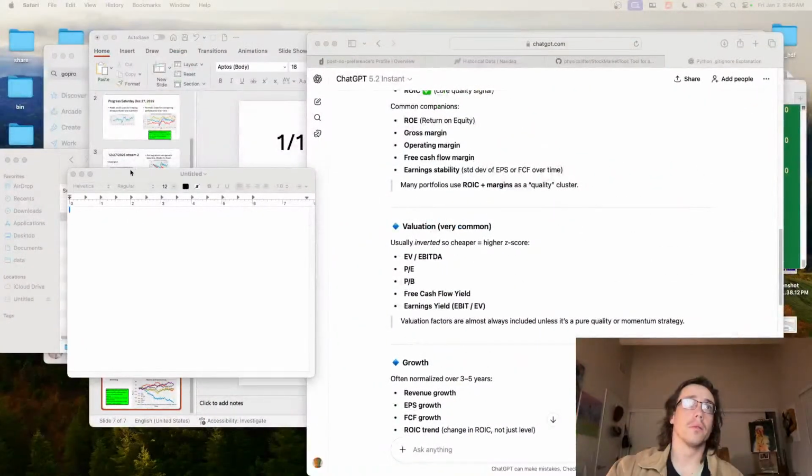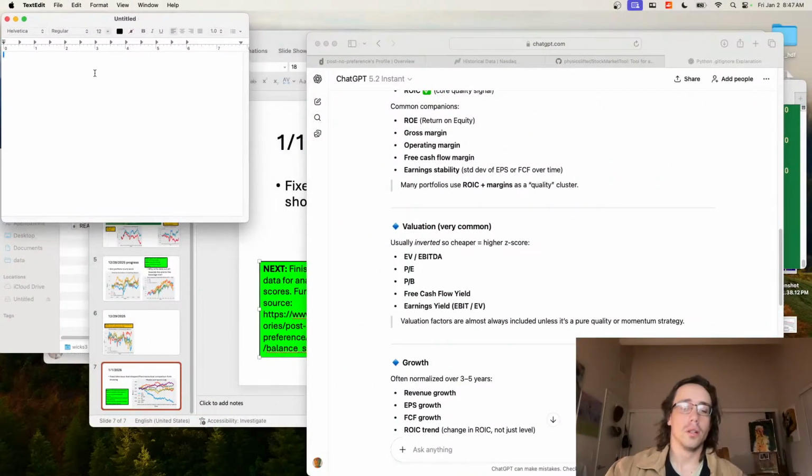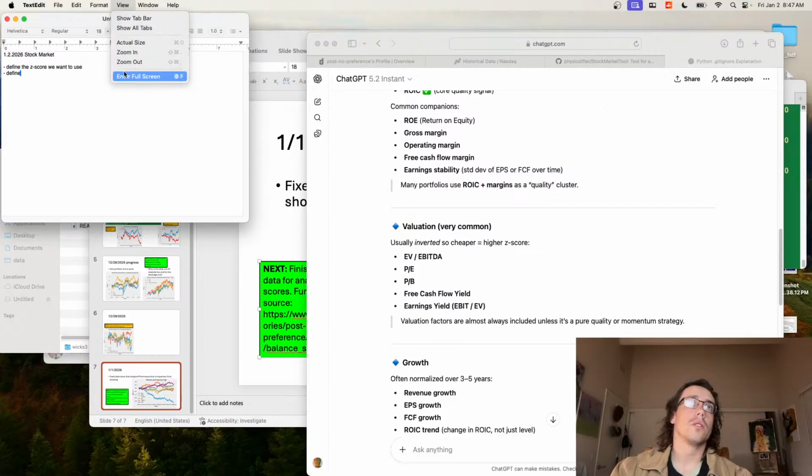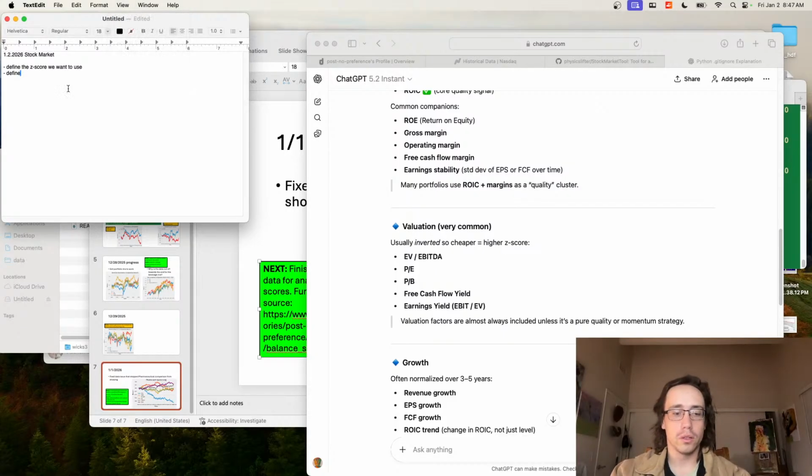Okay, and let's put here what we're doing. 1/2/2026, stock market. So the first thing we want to do is define the z-score we want to use. Then we want to define, let's make this bigger. View, zoom in.